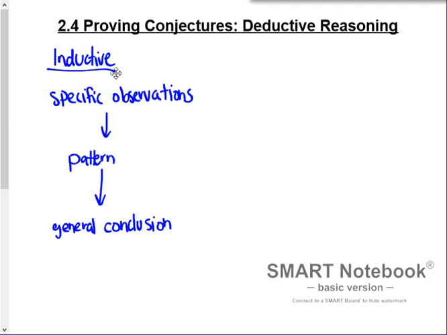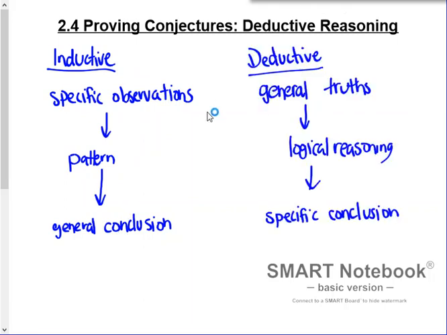Guys, so today we are going to be looking at proving conjectures using deductive reasoning. So we've been dealing with inductive reasoning so far. And in inductive reasoning, we make specific observations, find a pattern, and then use those specific observations and the pattern that we find to make a general conclusion. And deductive reasoning is kind of the opposite. So in deductive reasoning, we take general truths, use some logical reasoning, and then come to a specific conclusion.